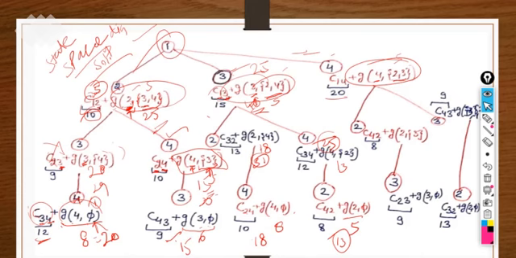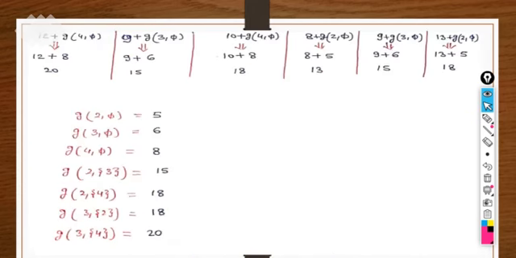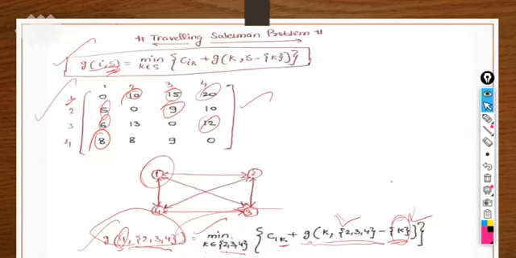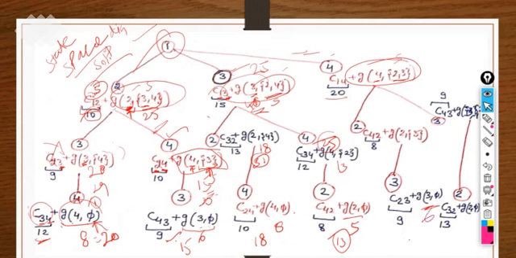So now we need to calculate this one part. So 3 1 here. What is the value of 3 1 here? 3 1 is 6 here, right? So 9 plus 6, 15 is there.